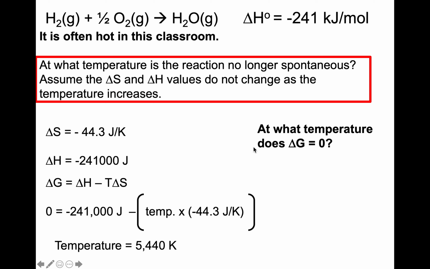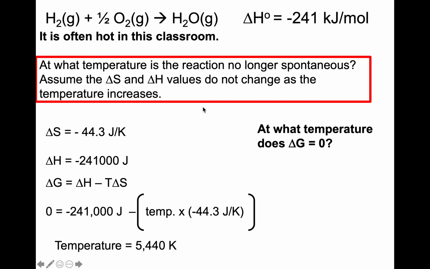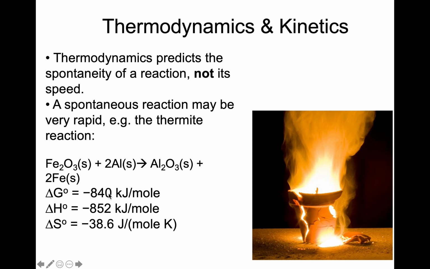This idea conceptually of having a temperature at which something is no longer spontaneous, powerful idea for us. Let's make clear that when we're talking about thermodynamics and explanations, we're not talking about the speed at which something takes place. I use this example here for our thermite reaction. We have our different terms right here. This ends up being spontaneous. We have a negative change here for our standard Gibbs free energy. It's an exothermic reaction. We saw the entropy was going down, but it's very exothermic.